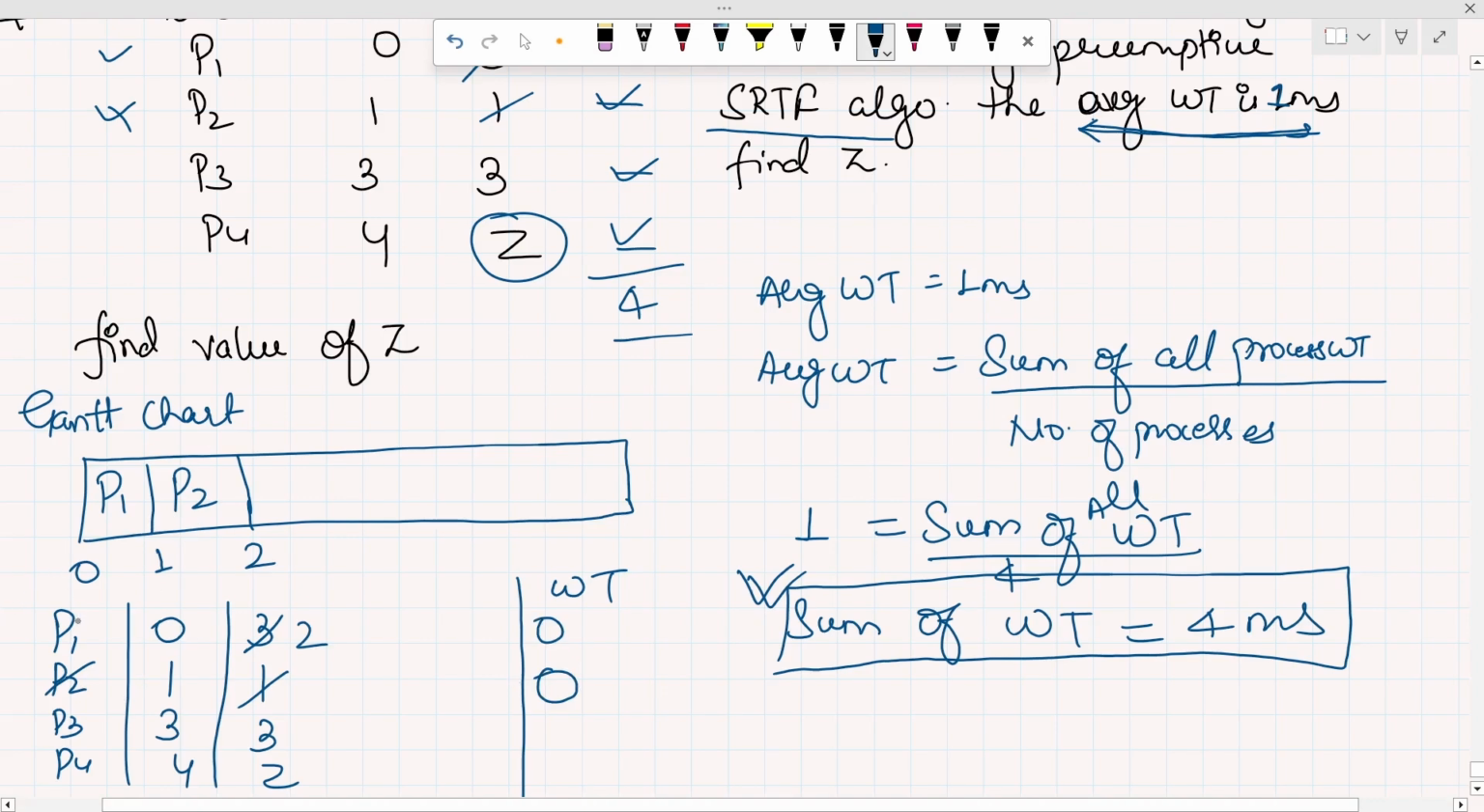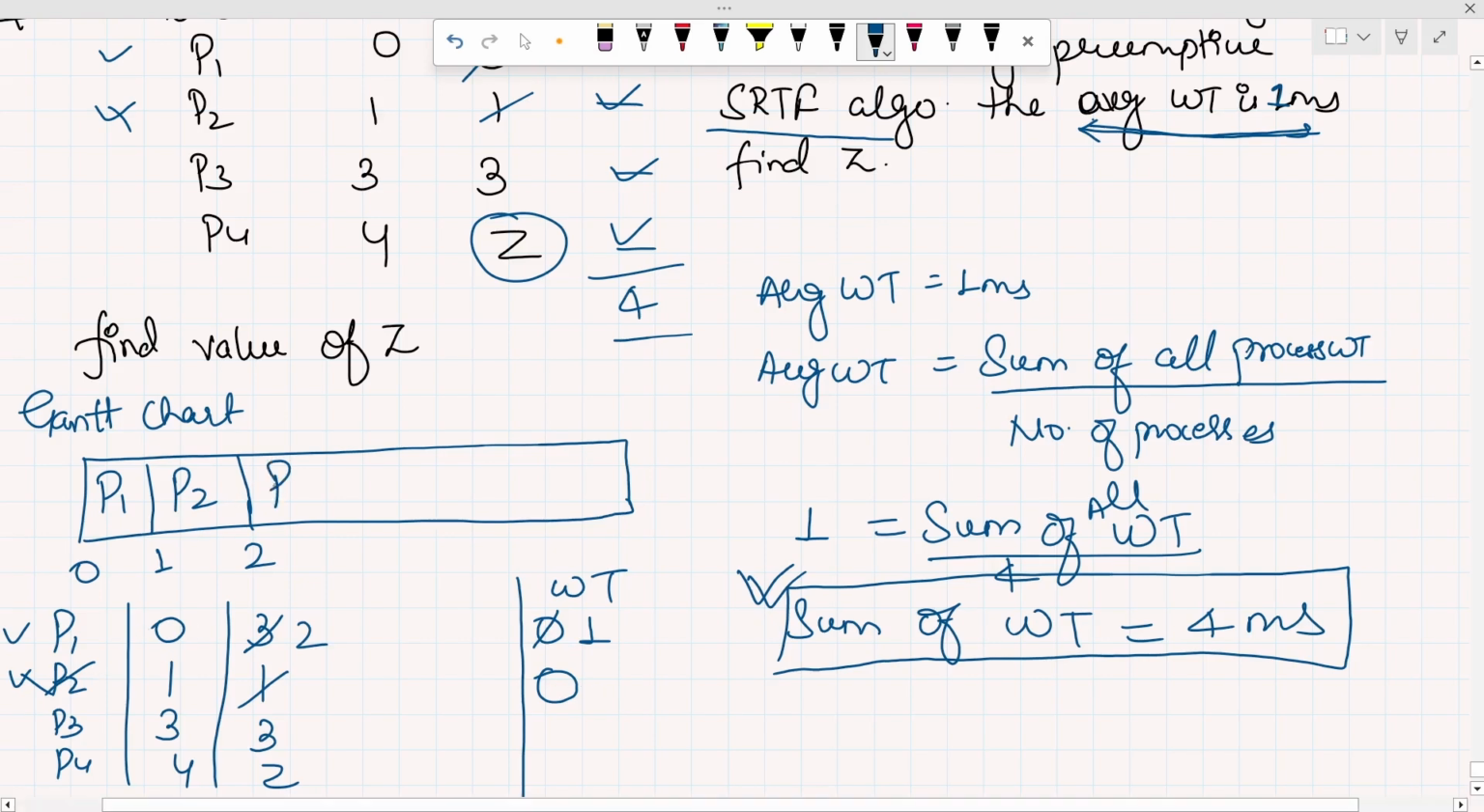But does P1 wait? The answer is yes, because we have two processes available and we have to choose one. We select P2, so P1 waits for 1 unit of time. Easy to understand. Now let's give the CPU to P1 again, because at 2 there is no new process available: the arrival times are 0, 1, 3 and 4. So P1 gets the CPU. P1 waited only 1 unit of time because P2 executed for 1 unit.